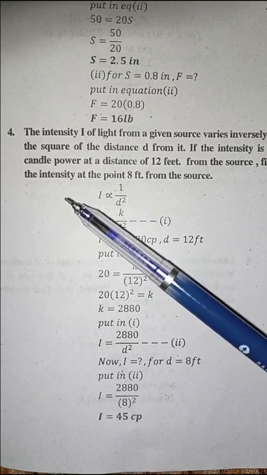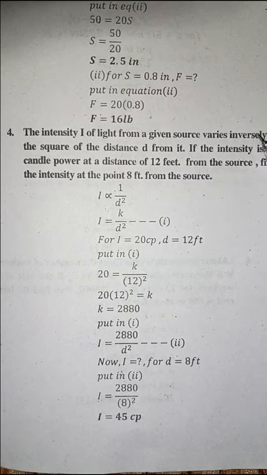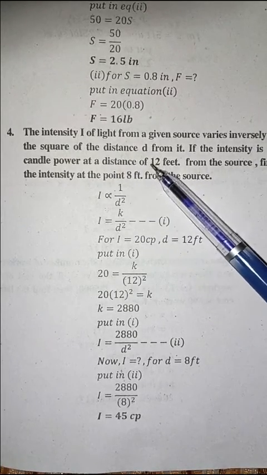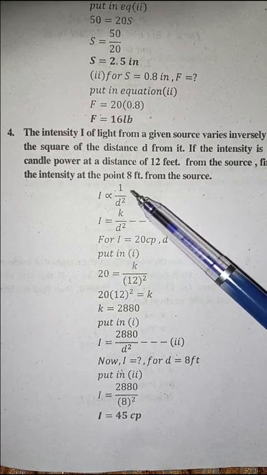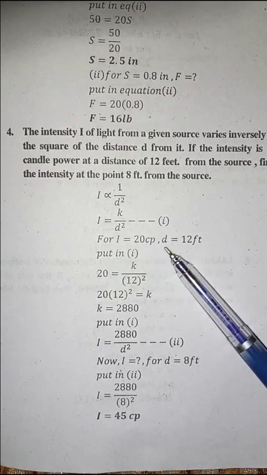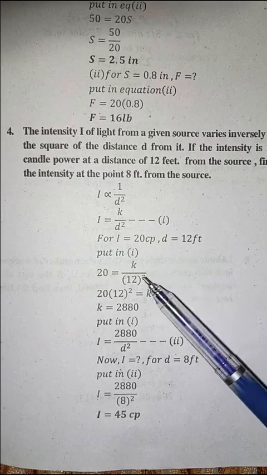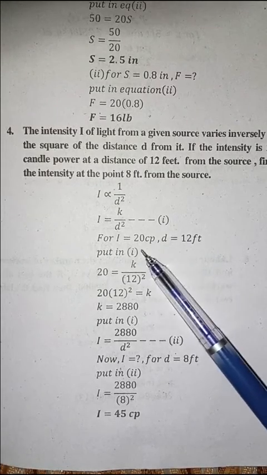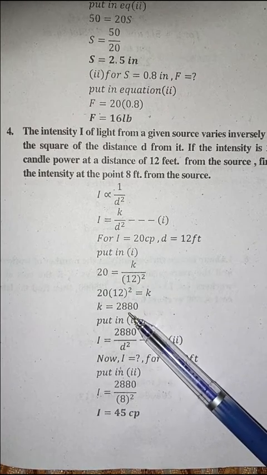Question number 4: the intensity I of light from a given source varies inversely proportional to the square of distance d from it. If the intensity is 20 candle power at a distance of 12 feet, so intensity I is equal to 20 and distance is equal to 12. So put in equation 1, we get K is equal to 2880.